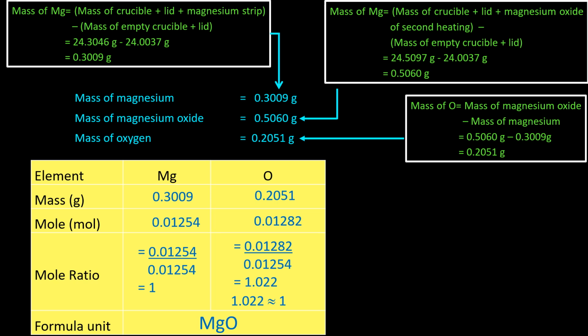Finally, you will get the formula unit of magnesium oxide for this experiment, with the ratio of magnesium to oxygen being 1:1.